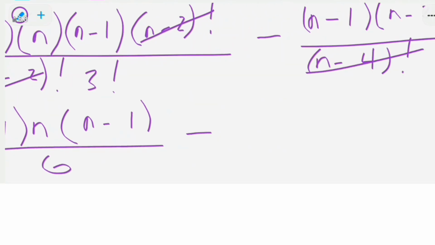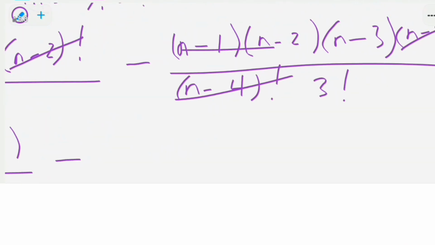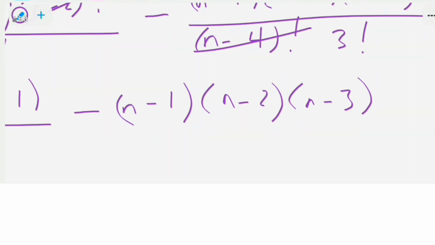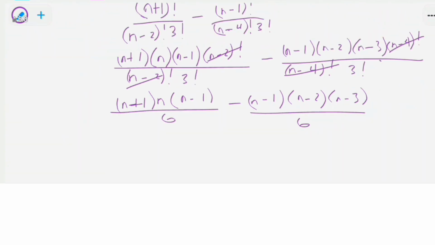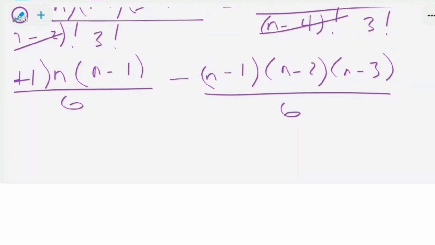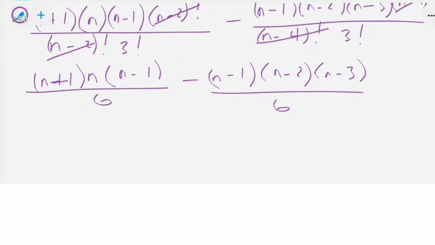Minus. Then come to this other one here. Just avoid these 3 parts there. So n minus 1, n minus 2, n minus 3, everything is over 6, because 3 factorial is 6. If you look at it very well, you see that the bottom part is the same, 6, 6. So you can just pick only one of them. When you pick only one of them, you just work on the numerators.